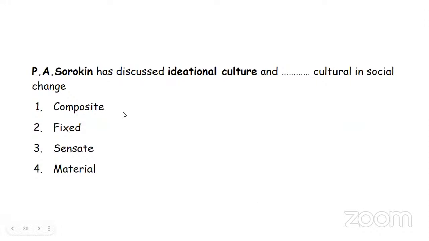P.A. Sorokin has discussed ideational culture and what other culture in social change. He discussed two types of culture when he gave the idea of social change. One was ideational culture. What was the other one? Is it composite culture, fixed culture, sensate culture or material culture? What was the second type of culture which P.A. Sorokin discussed in relation to social change?